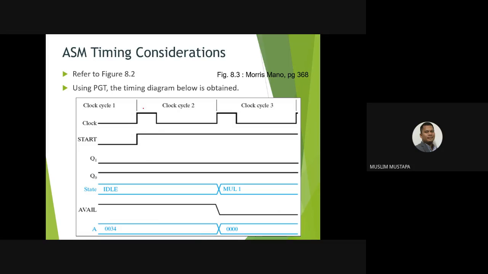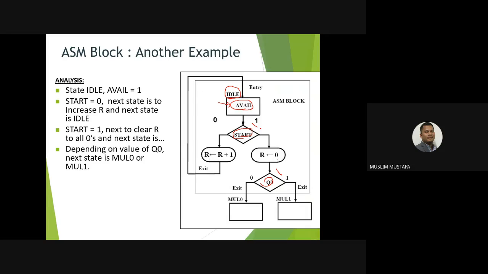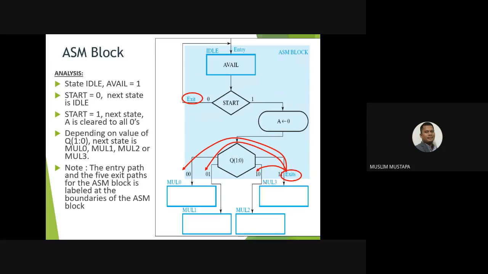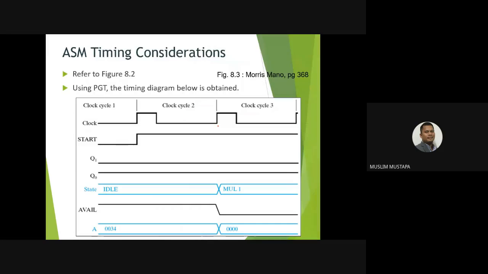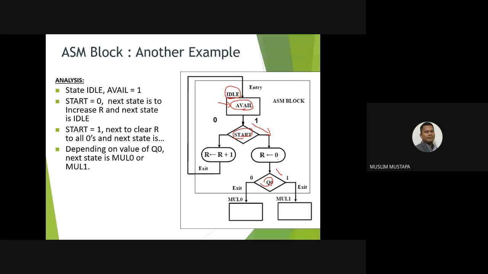This is the first clock cycle, so you check the condition here. Start is equal to 1, go here, then assign the value to 0. Then second clock cycle, check the value of Q0.